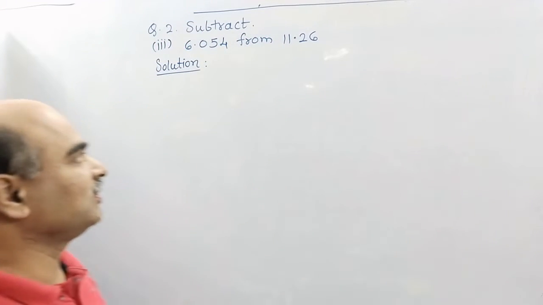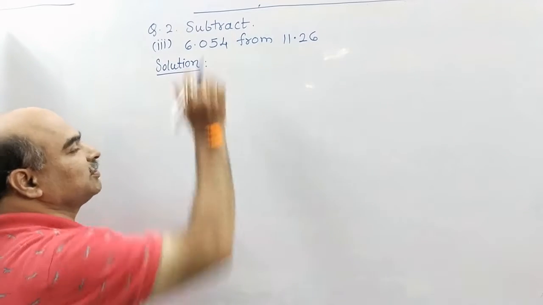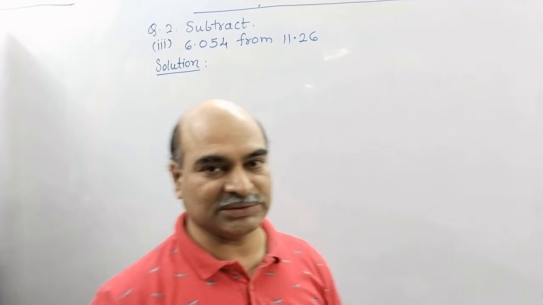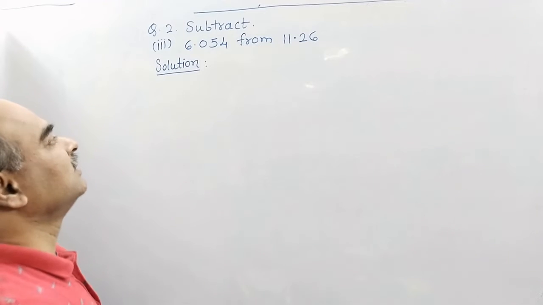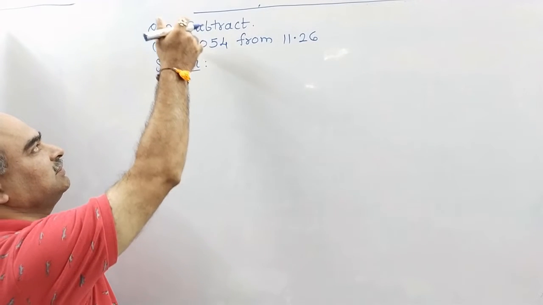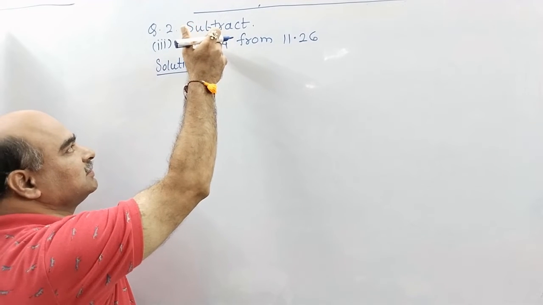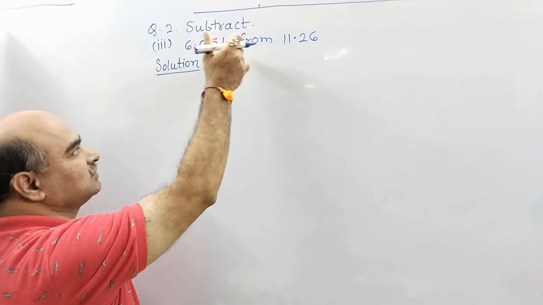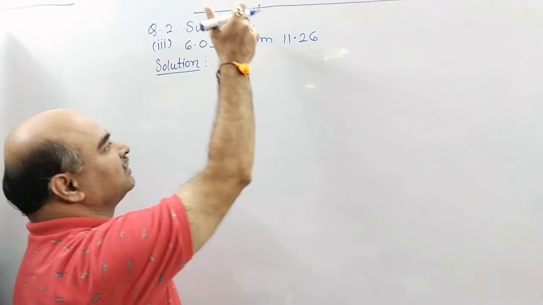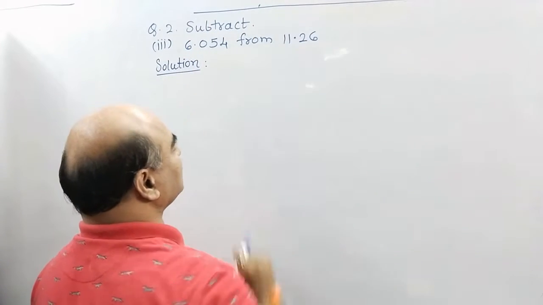Sure, okay students, we are going to solve this sum. The sum is about the subtraction of decimals. For that we take two decimals. Question number 2, part 3: 6.054. We have to subtract this number from 11.26.